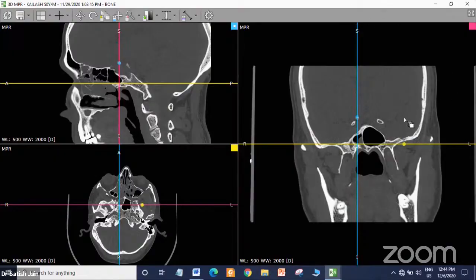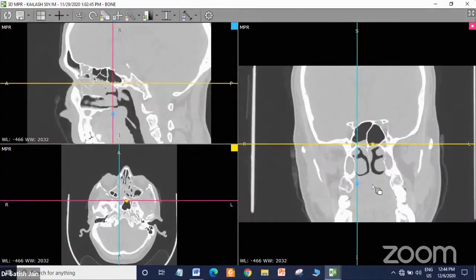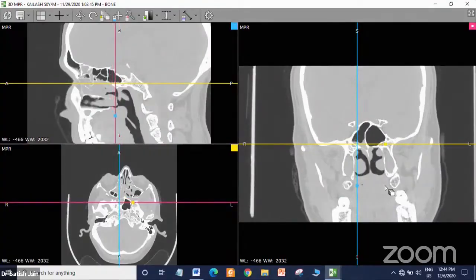Now I will change my soft tissue window. Different window settings. See this? Double the number of slices. More than 2500. How can a patient carry that?